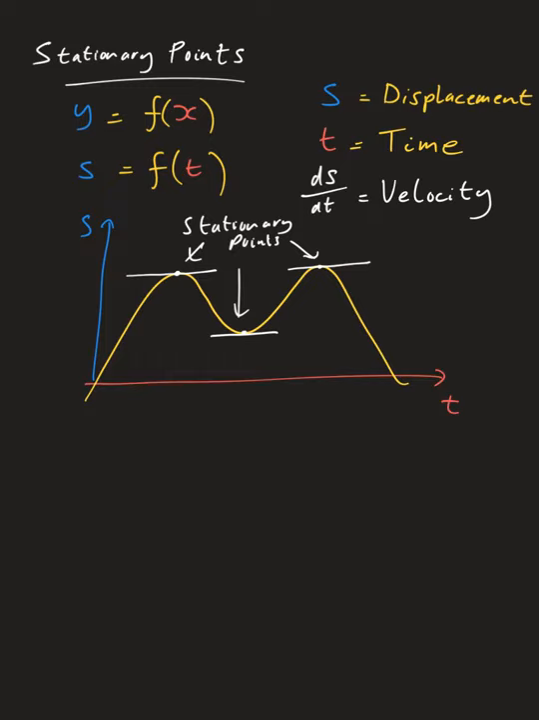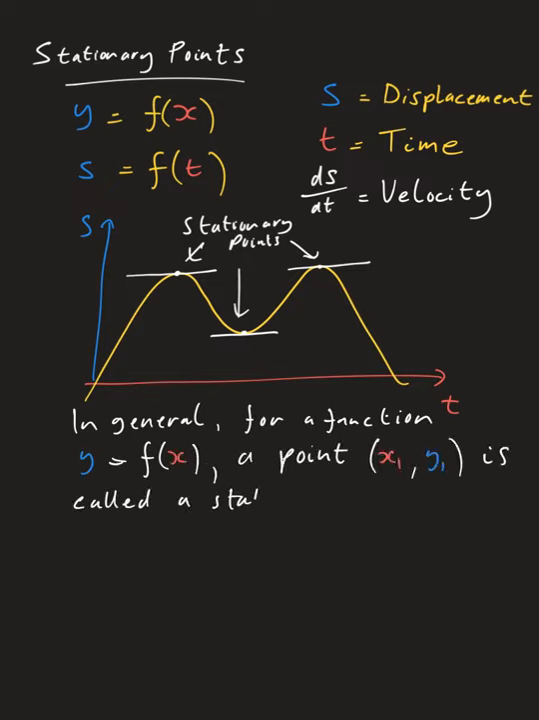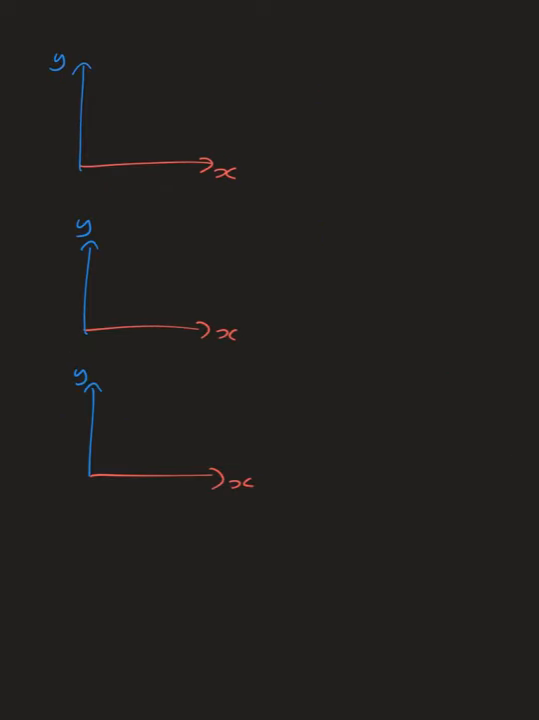In this case, the stationary points are points where an object is literally not moving or stationary. But in general, for a function y equals f of x, a point x1, y1 is called a stationary point if the derivative at that point is equal to 0. There are three kinds of stationary points that we're interested in.